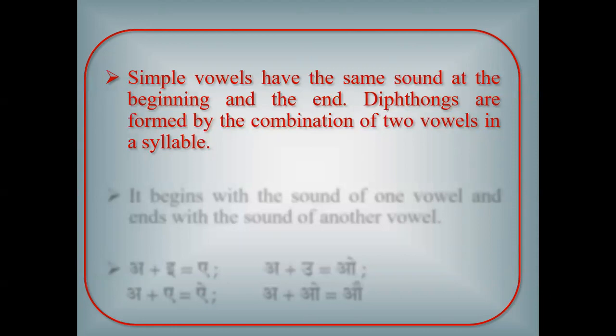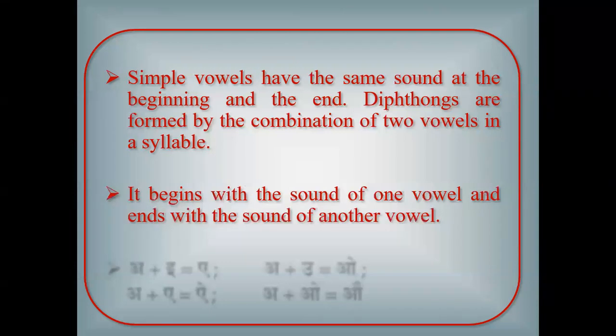Whereas the conjunct vowels, diphthongs, which are formed by the combination of two vowels, have two different places of pronunciation. At the beginning, the place of pronunciation is one. At the end of pronunciation, it is different. So it has a place of pronunciation at the beginning, and it has a place of pronunciation at the end.